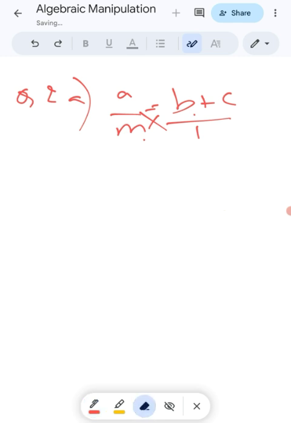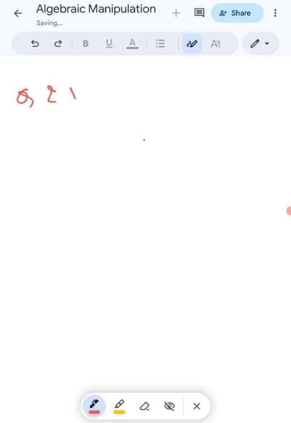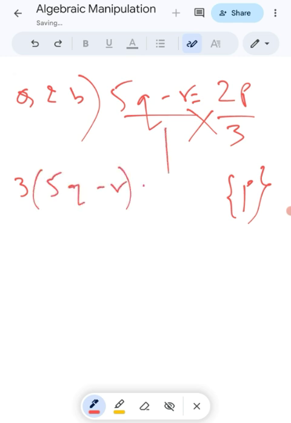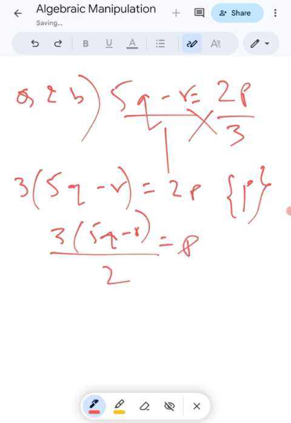Moving on. Second part, it says that 5Q minus R is equals to 2P upon 3, and P needs to be made the subject. Writing it in the bracket over here for your understanding. So 5Q minus R has to be multiplied with 3, and there is nothing, it's a 1. So 3 into 5Q minus R is equals to 2P, right? Now 3 into 5Q minus R upon the entire 2 is equals to P. So this is going to be your answer.